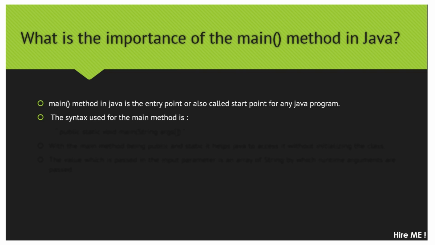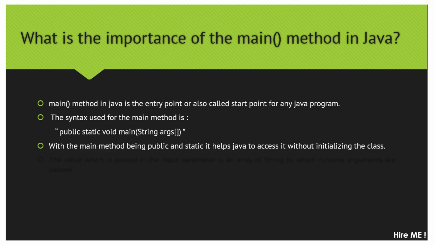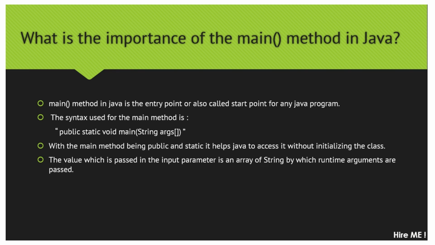The syntax used for the main method is public static void main(String[] args), where public is the access modifier which defines this main method as public and accessible throughout the program. With the main method being public and static, it helps Java to access it without initializing the class. The value passed in the input parameter is an array of strings by which runtime arguments are passed.